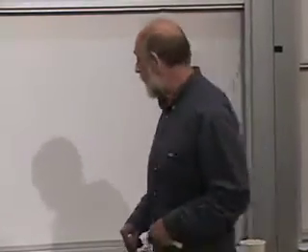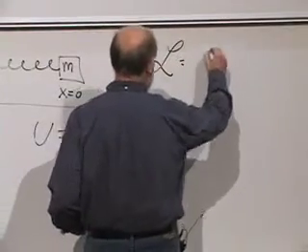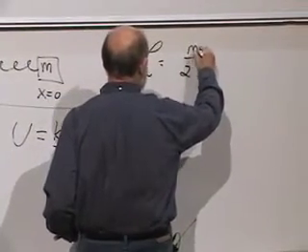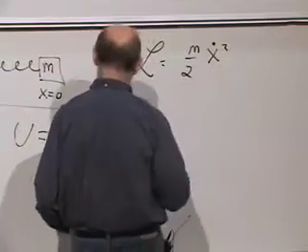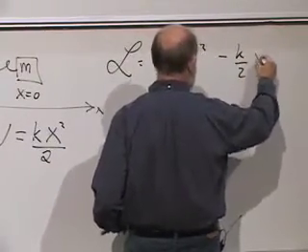in the energy. The Lagrangian is then 1 half mv squared minus k over 2 x squared.